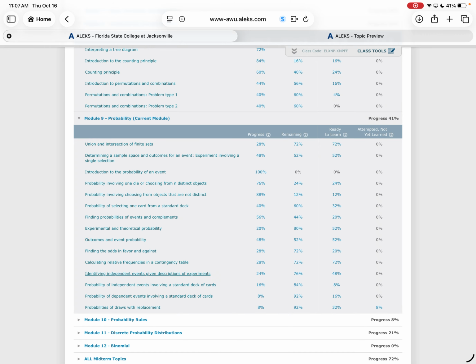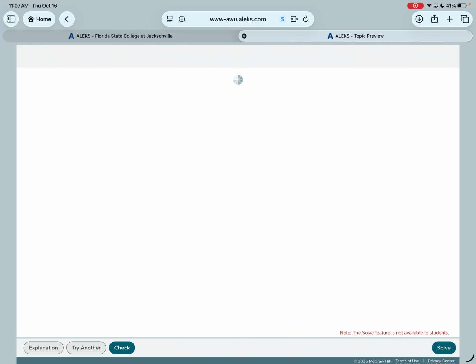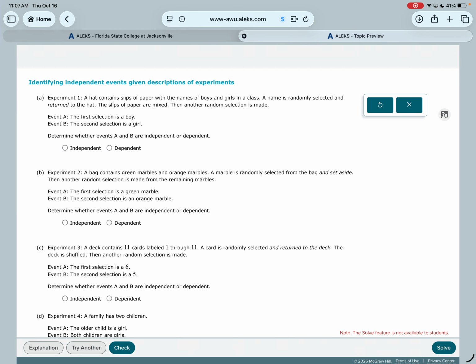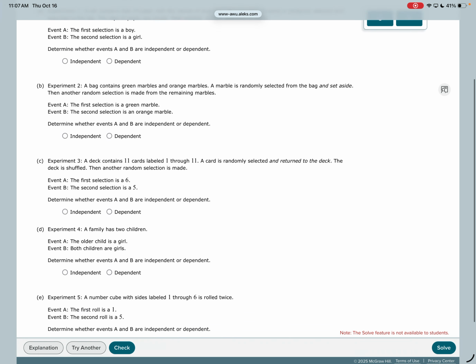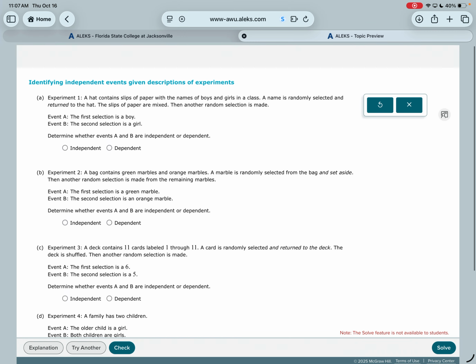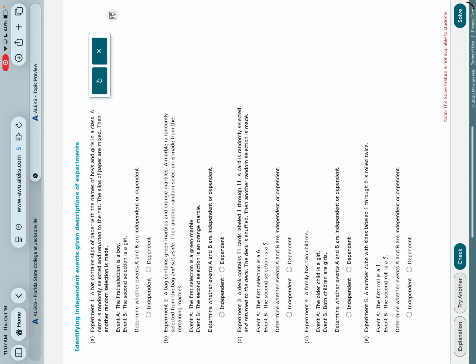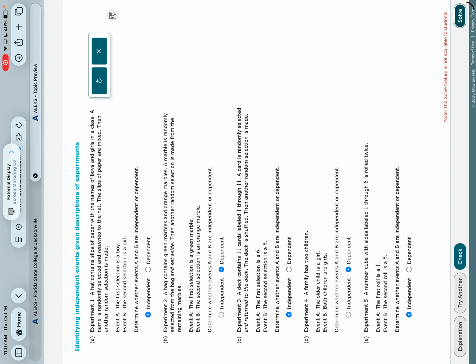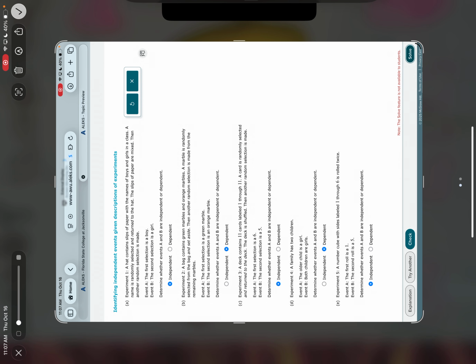The next one I have here is identifying independent events. Ooh, they've changed the layout of this one. Did my cord? I'm scared this cord's going to break.